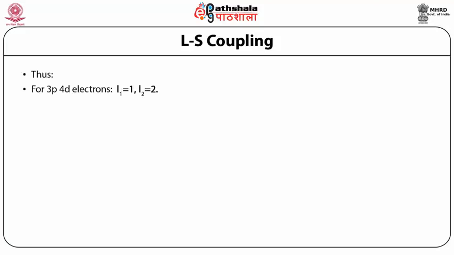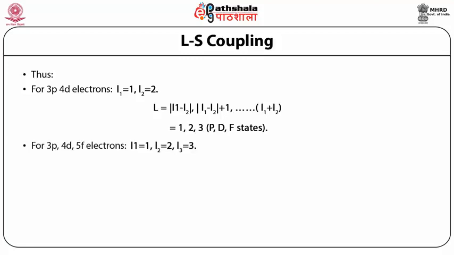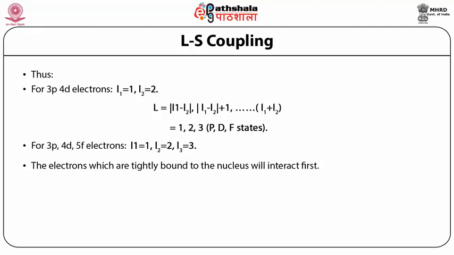Thus, for 3p4d electrons, L1 is equal to 1, L2 is equal to 2, therefore writing L is equal to mod of L1 minus L2, mod of L1 minus L2 plus 1, and up to L1 plus L2, which is equal to 1, 2, 3, giving us PDF states. For 3p, 4d, 5f electrons, L1 is equal to 1, L2 is equal to 2, L3 is equal to 3. The electrons which are tightly bound to the nucleus will interact first. L is equal to L1 minus L2, L1 minus L2 plus 1, up to L1 plus L2, again 1, 2, 3, and we get the PDF states.